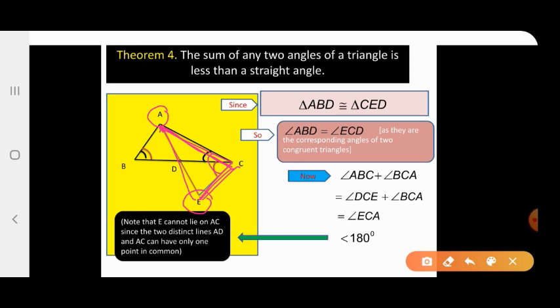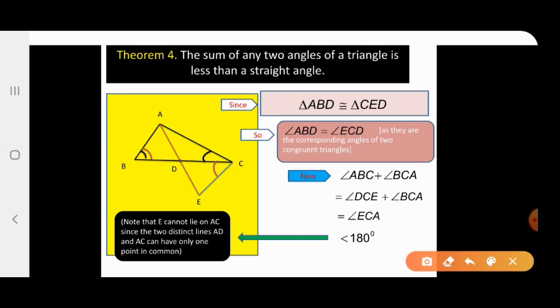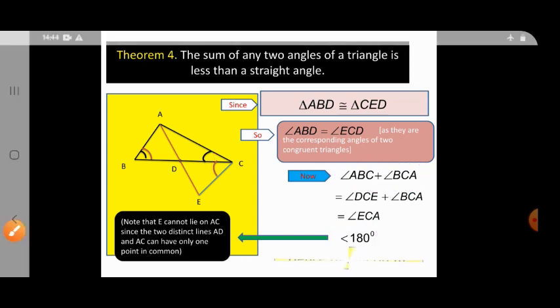Therefore AC and CE cannot be part of the same straight line. Therefore this angle must be less than 180 degrees, and so the theorem is proved, that is angle ABC plus angle BCA less than 180 degrees. So the theorem is proved.